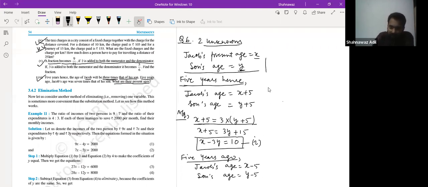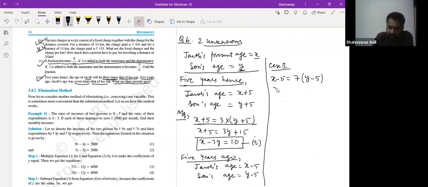And now we will write the second information, right? So 5 years ago, Jacob's age was 7 times that of his son, right? So what will be here? 7 into Y minus 5. So this is the right equation, right?